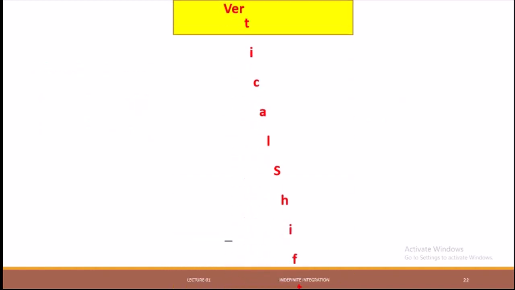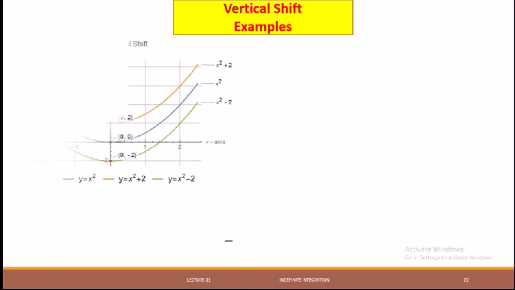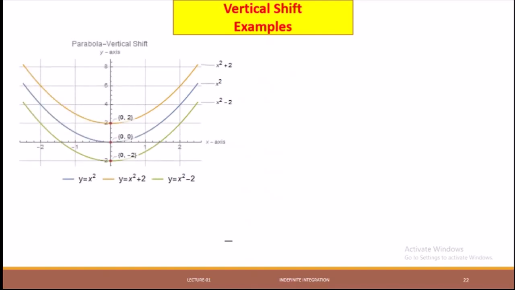Here is the example. The first example I am considering is the parabola y is equal to x square. So here my f of x is x square. Now I would like to plot the graph of y is equal to x square plus 2. So as per the statement, the graph of x square shifts vertically up by 2 units. And this graph is represented by the orange color curve y is equal to x square plus 2. You can see that this graph is shifted vertically up by 2 units.